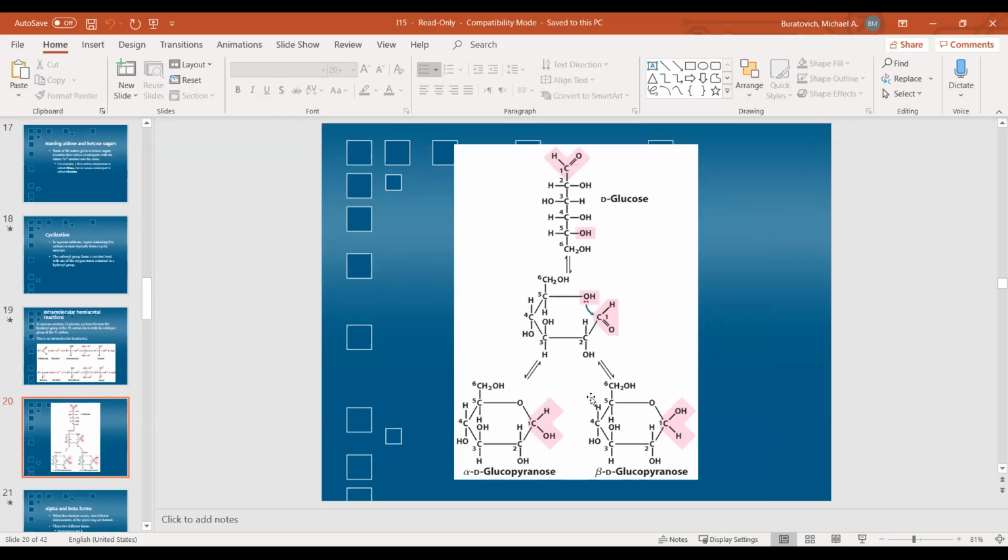Let's see how this works. So here's D-glucose. You'll have a reaction between the aldehyde and this alcohol here. Aldehydes are reactive, right?